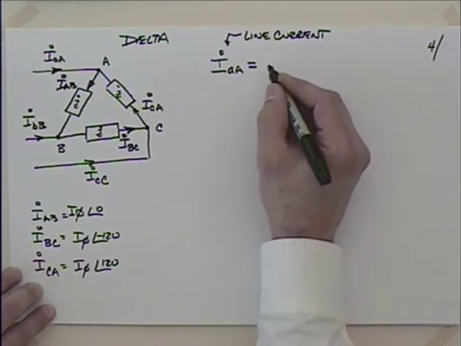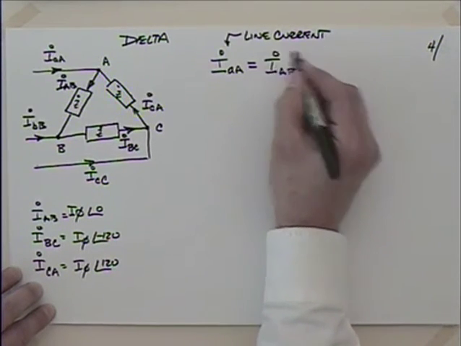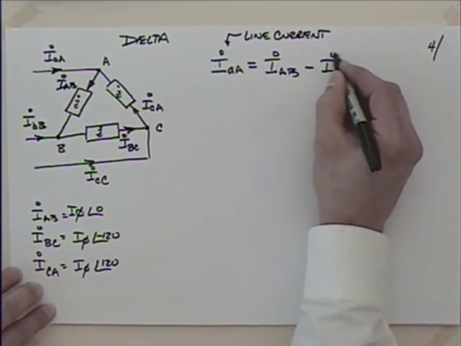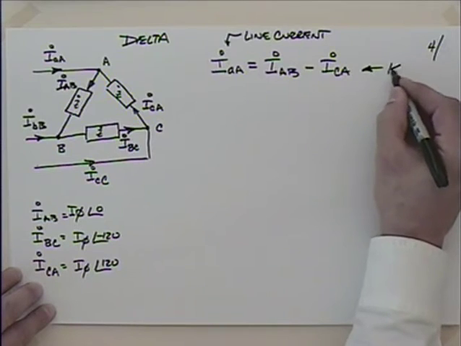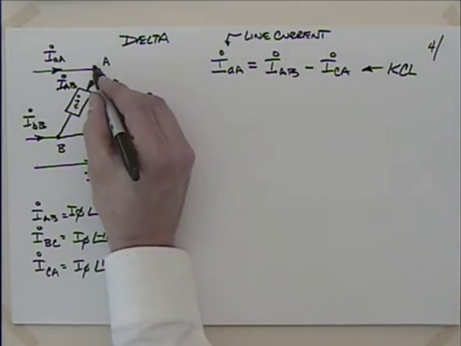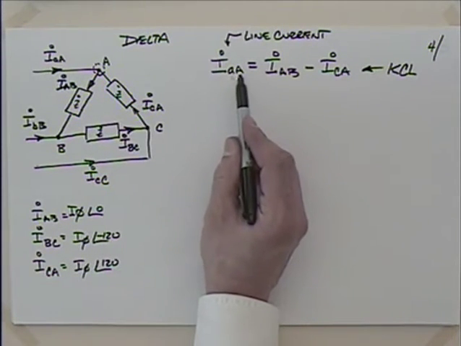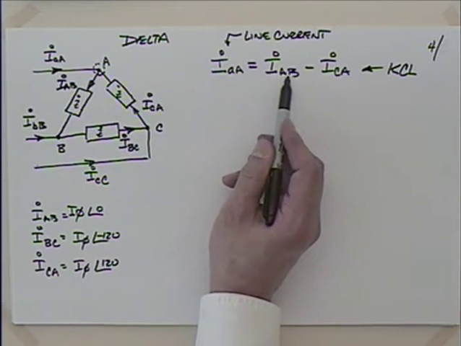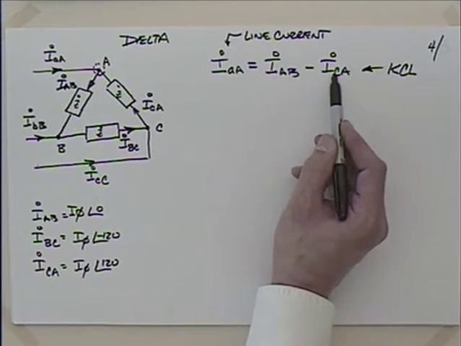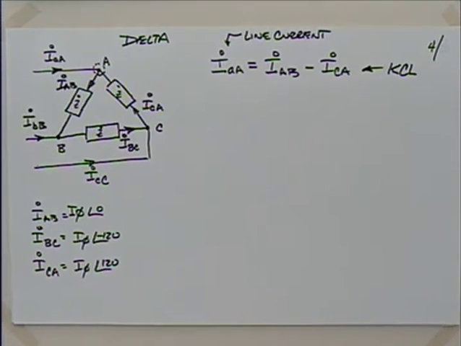What could I say? I could say that this is I_AB minus I_CA. That's really just a statement of Kirchhoff's current law, isn't it? I'm doing Kirchhoff's current law at this point right here. I've got I little a, big A, going in, and that should be equal to I_AB leaving, and I_CA leaving, but I_CA isn't leaving, so that's why I've picked up a negative sign.